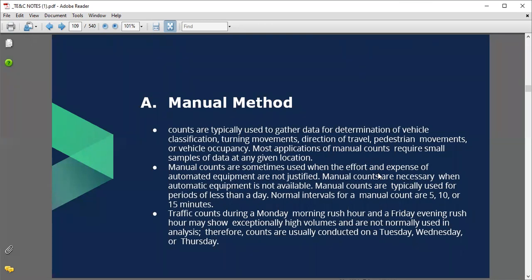We can collect the information about the vehicles within a period of 5 minutes, 10 minutes, or 15 minutes, or within a peak hour, for the traffic survey.